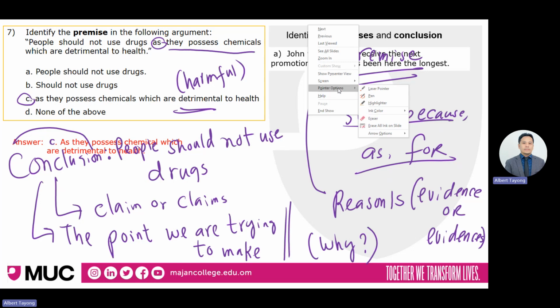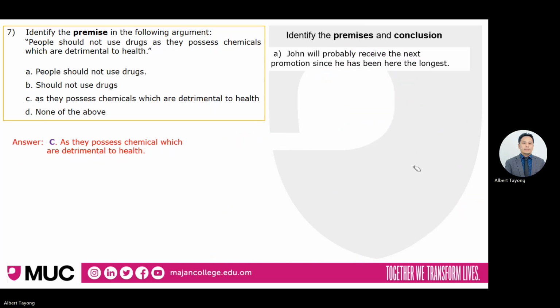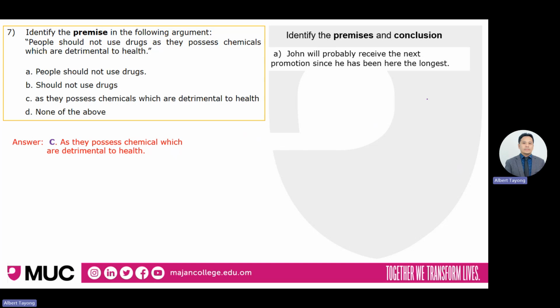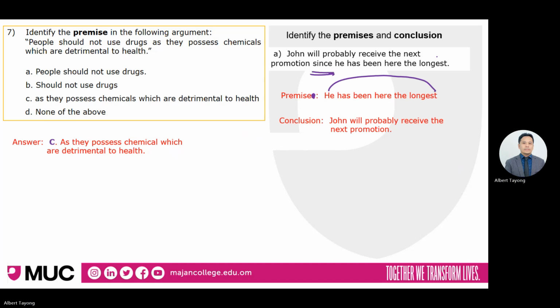Okay, let's have other examples here. Here the answer is letter C. Now let's have another argument here. John will probably receive the next promotion since he has been here the longest. So here our keyword, our indicator is since. So the premise, this is without since, there's only one. He has been here the longest, or since he has been here the longest. And our conclusion is John will probably receive the next promotion. Why? This is the reason why John is going to receive the next promotion, because he has been in the company the longest. But this is not always true at all instances, right?